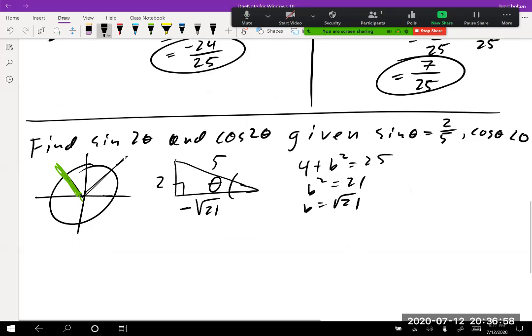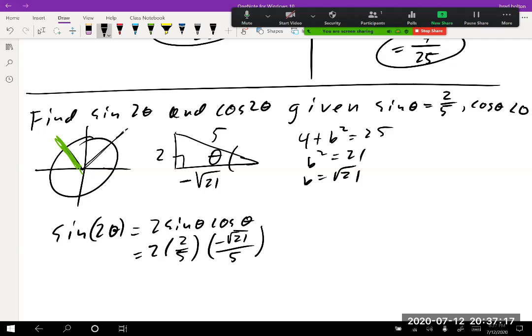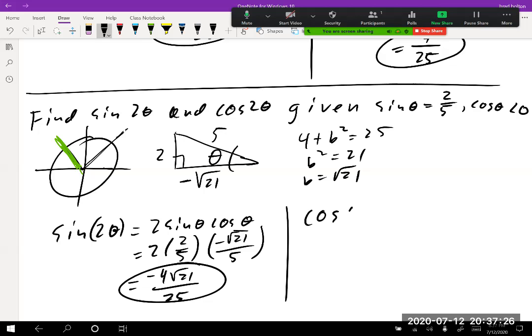Okay? So now they want to know the sine of 2 theta. Well, no big deal. That's just 2 sine theta cosine theta, but that's just 2 times sine theta. They already told us that's 2/5. And the cosine we now know is negative square root 21/5. Okay, so that's going to be -4 square roots of 21/25. No big deal. Now you guys take a minute once again, pause the video, try cosine 2 theta.